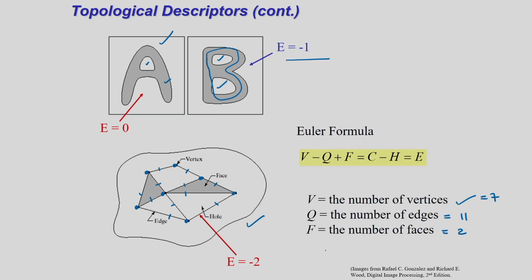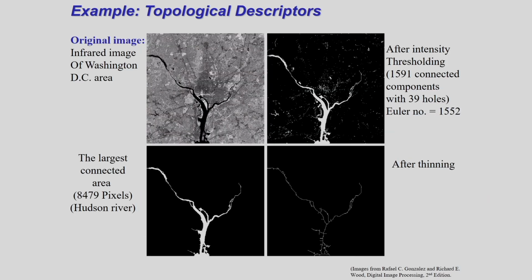So if I put these values here, V minus Q, Q is 11, plus F, F is 2, I will be getting minus 2. So the Euler number E is equal to minus 2, corresponding to this figure, corresponding to this region. So like this I can calculate the Euler number. In this example I have shown how to calculate the Euler number, and in this case I have shown the intensity image.